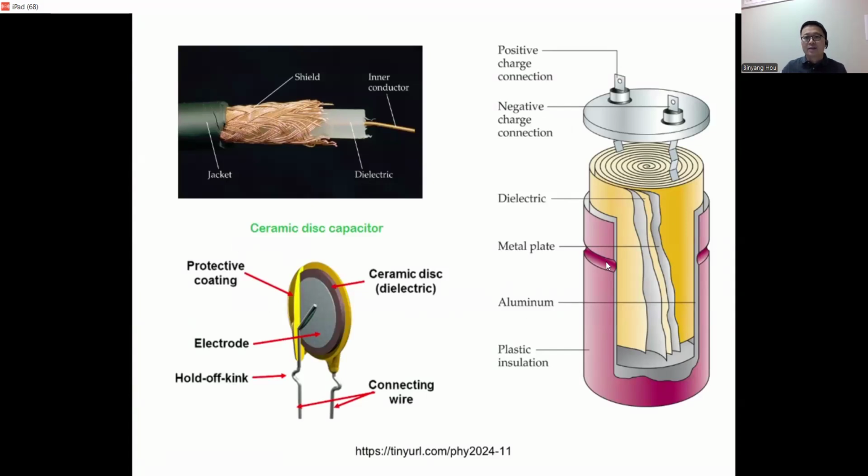Normally you see something like this, a cylinder with two terminals connected to the two sheets, or something like this, like a button. It has two metal plates separated by ceramic insulation there. A cable can also be a capacitor. There's an inner conductor, an outer shield conductor, and a dielectric there. So it will also store energy there.